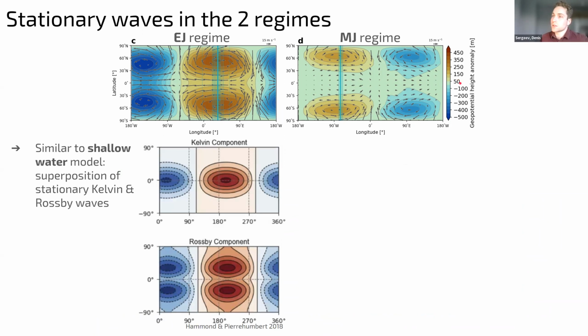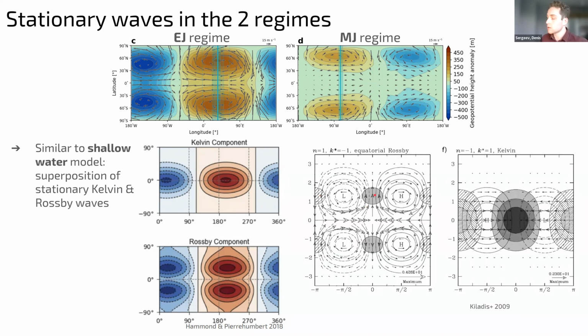And so this kind of structure is very similar to what is obtained in many previous studies that use shallow water equations. Essentially, this pattern is a superposition of stationary equatorially trapped Kelvin waves and Rossby waves away from the equator. You can also see this same pattern emerge in simulations of convectively coupled Kelvin waves. There's a good review by Kiladis et al. 2009. Essentially, this is also showing the superposition of equatorial Rossby and Kelvin waves, what we see in our simulations.